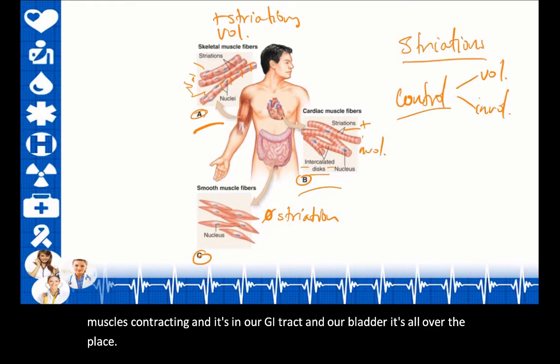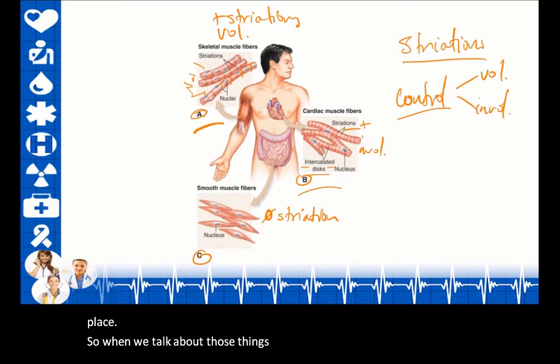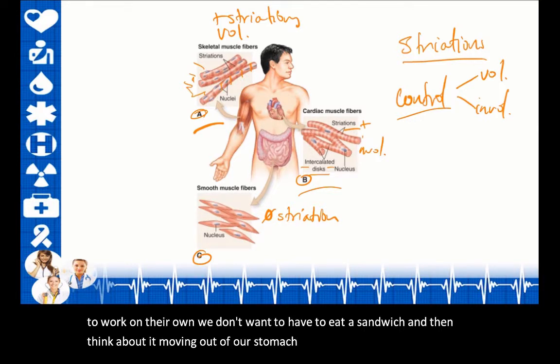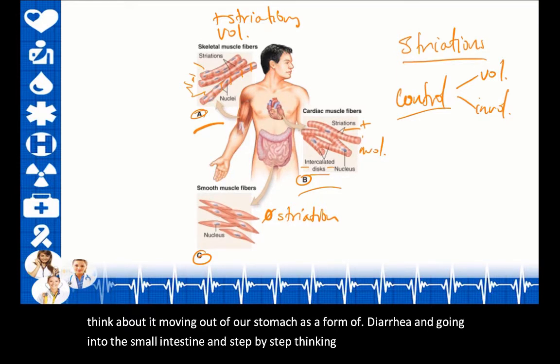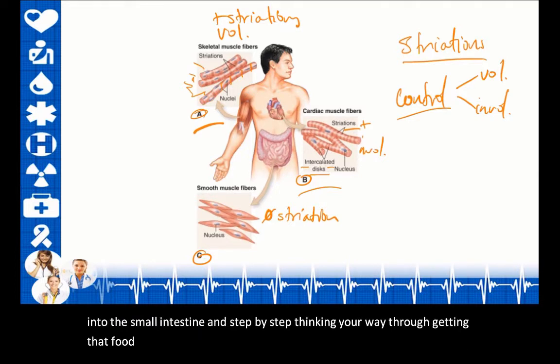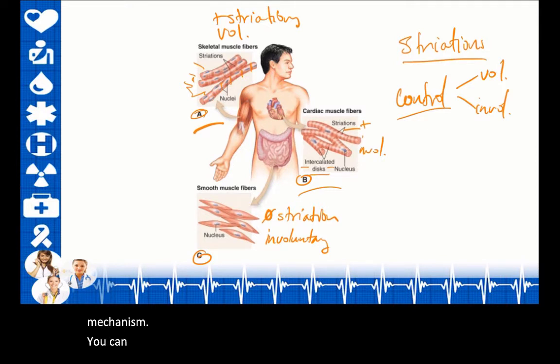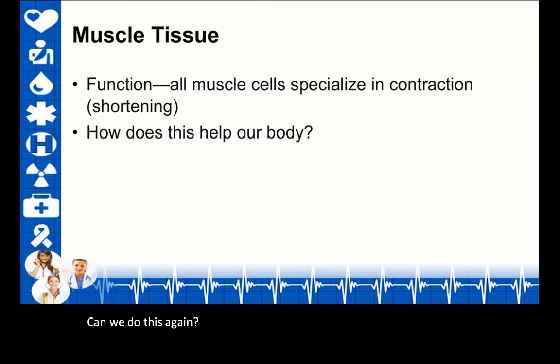So when we talk about those things, those are all structures that we need to work on their own. We don't want to have to eat a sandwich and then think about it moving out of our stomach and going into the small intestine and step by step thinking your way through getting that food through. That would be horrible. So that's an involuntary controlled mechanism. You can see some muscle types comparing striated versus smooth in the Complete Anatomy app. So muscle tissue is very useful in multiple systems outside of the muscular and skeletal system.